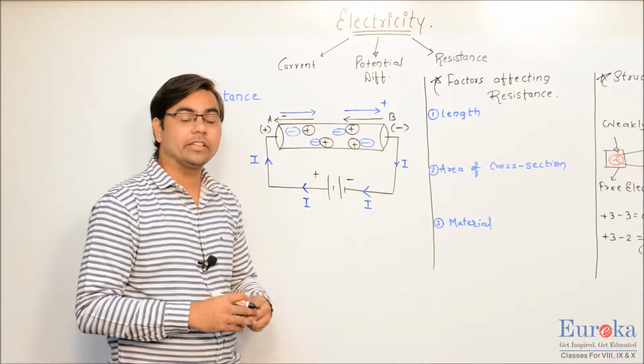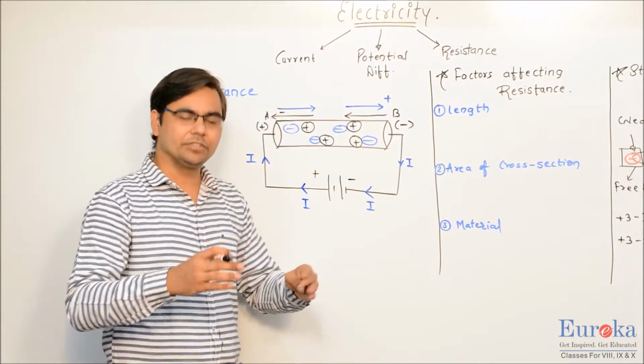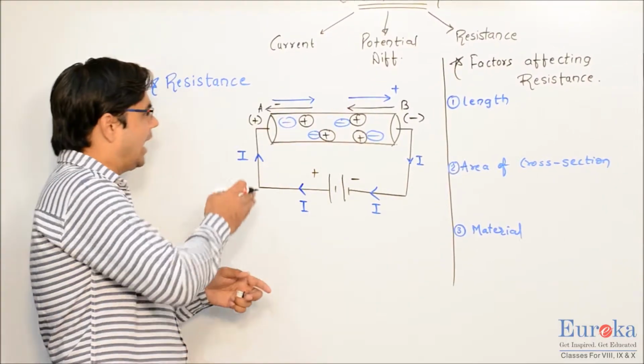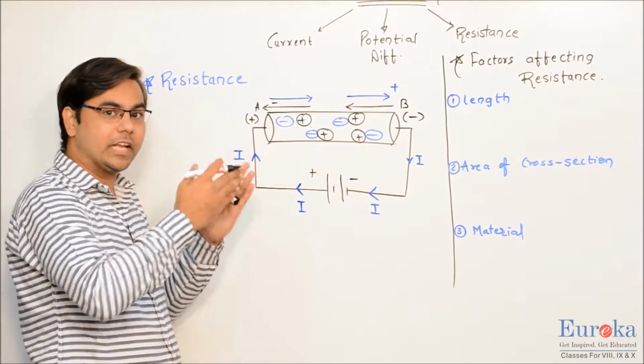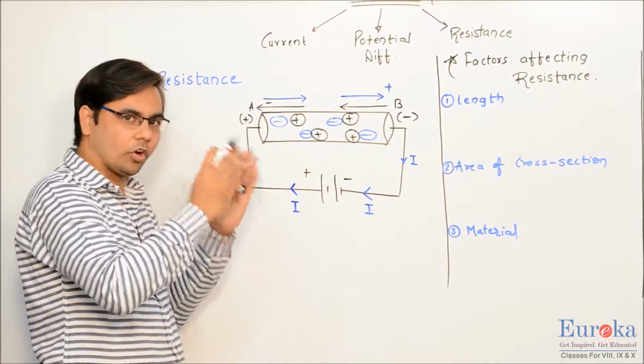So now we talk about the factors which affect the resistance of a conductor. The factors which can affect it are the length of the conductor. Then at this end we can see the thickness, which can be represented by this circle out here, and this part we call as cross section.